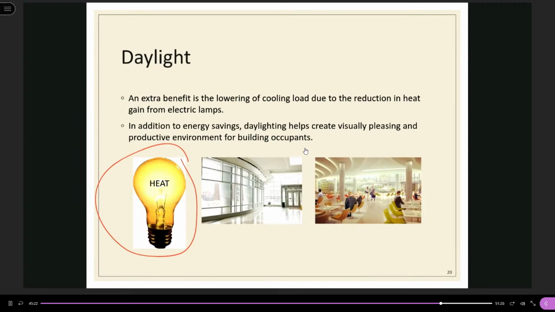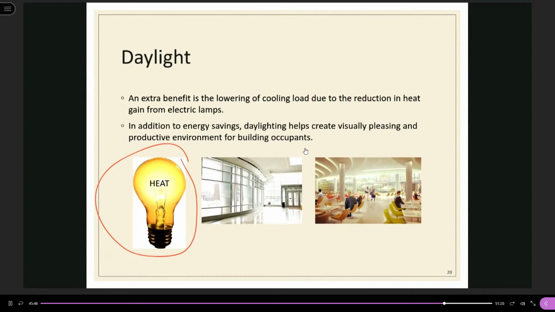So when we reduce or turn off the lighting, apart from saving the electrical energy spent on the lighting system, we are also saving the air conditioning system energy for bringing away the heat from the lighting.